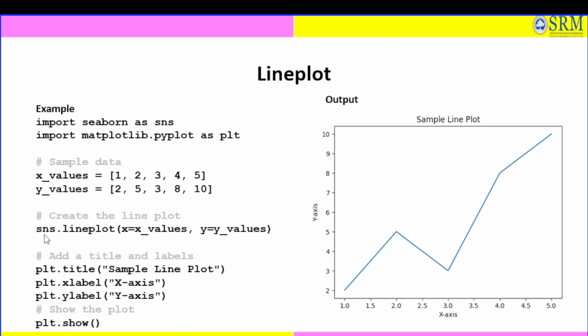So give the alias name SNS dot line plot. Then if you want, you can add a title for the plot, and then you can set the x-axis and y-axis by using the xlabel and ylabel methods. And once it is done, you have to show the plot. Then only the plot will be shown. So you have to call the method called show.